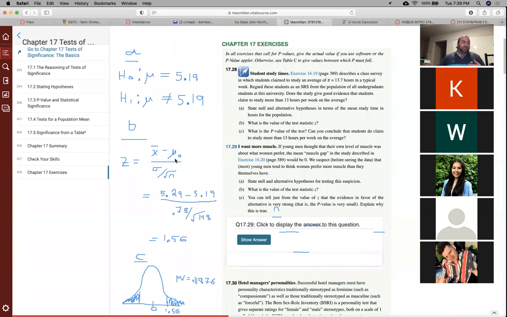You don't go into a statistical test biased towards one answer or the other. As a statistician, you come in saying, the data will give me the answer. Any questions on that one?